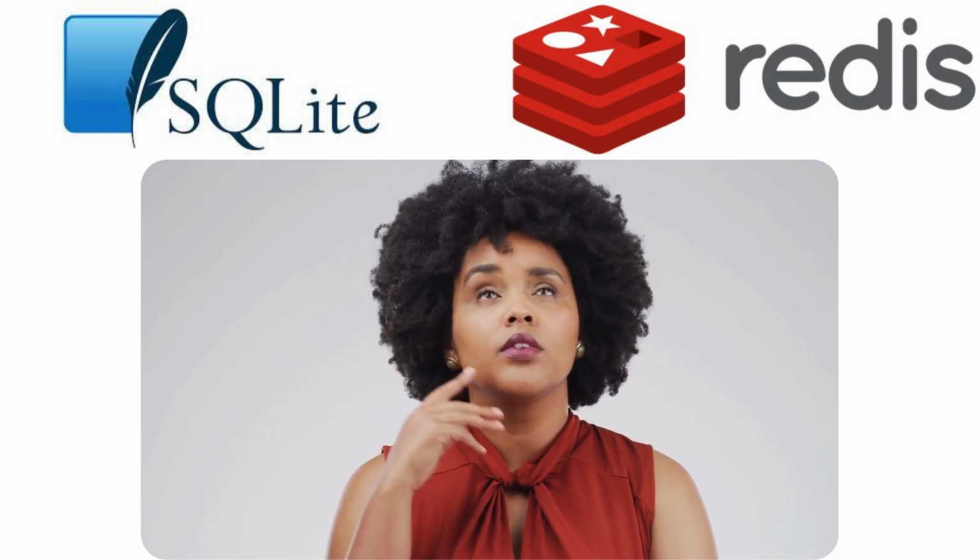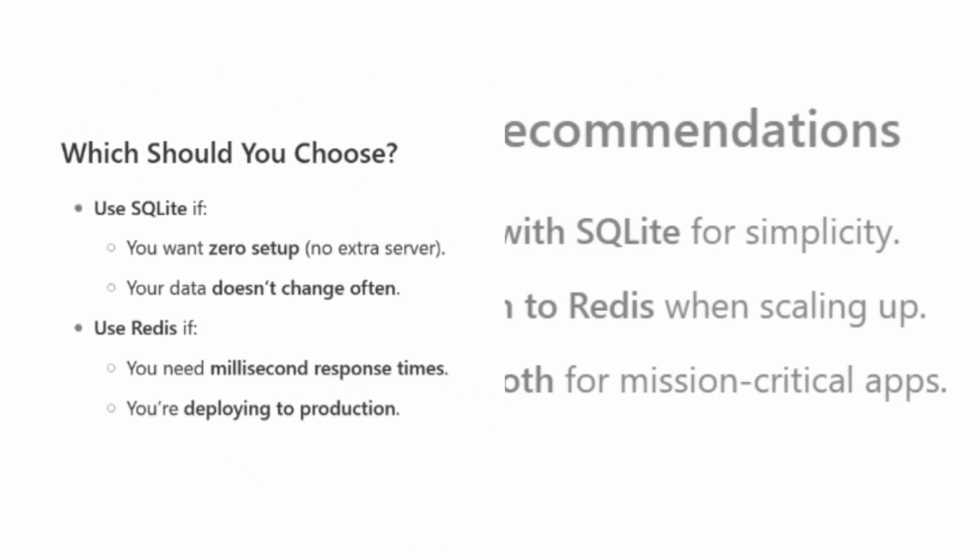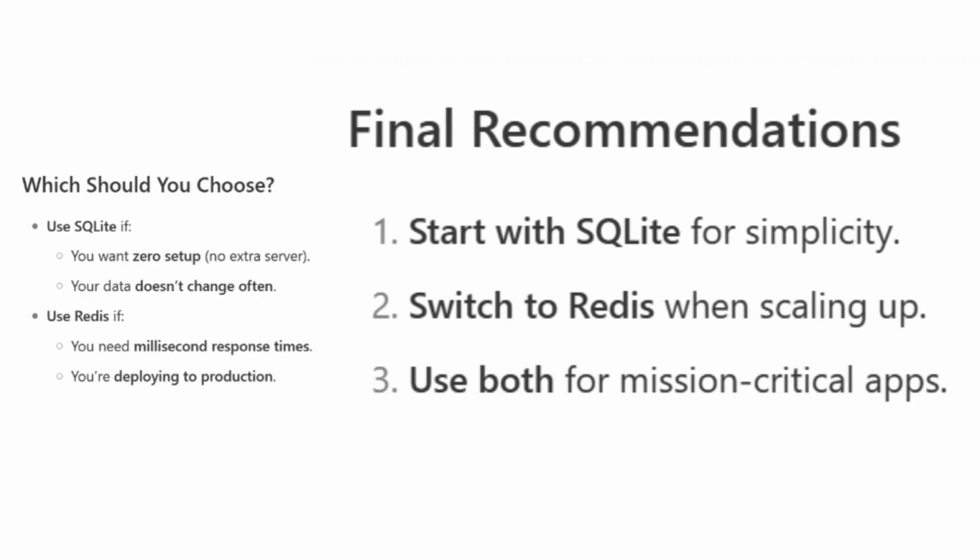So, which should you choose? Use SQLite if you want zero setup, no extra server is needed, and your data doesn't change that often. But use Redis if you need millisecond response times and you're deploying to production. To summarize, start with SQLite if you want zero setup and your data doesn't change very often. Go with Redis if you need millisecond response times and you're deploying to a production environment.